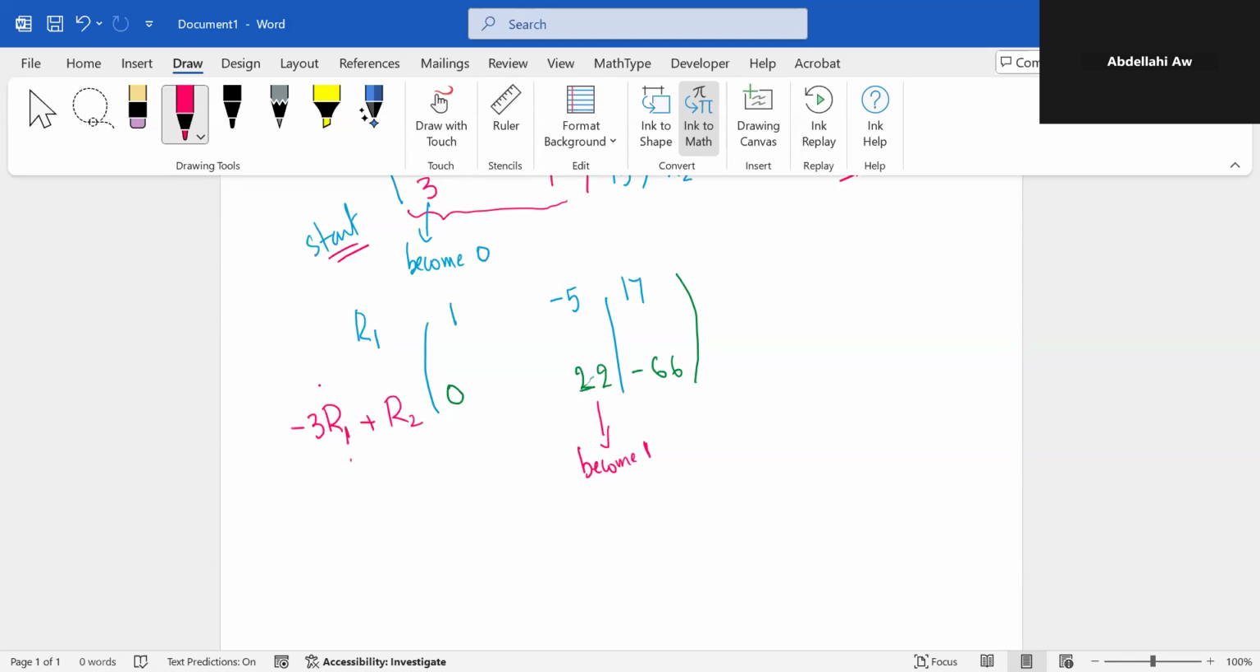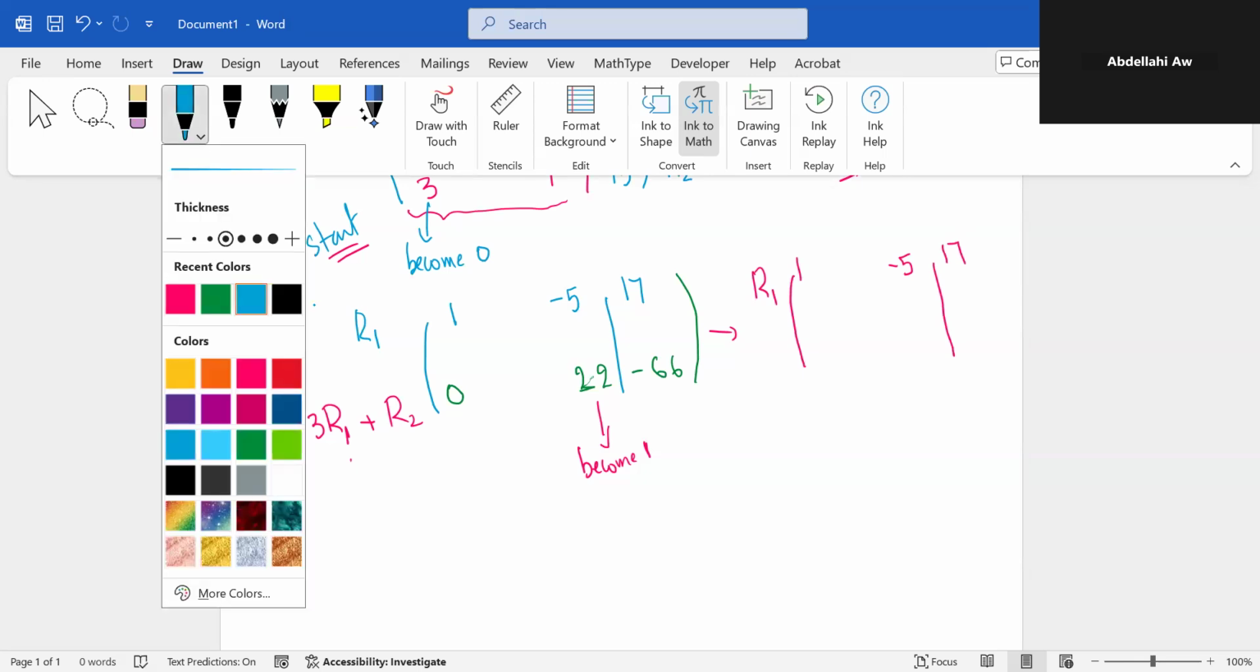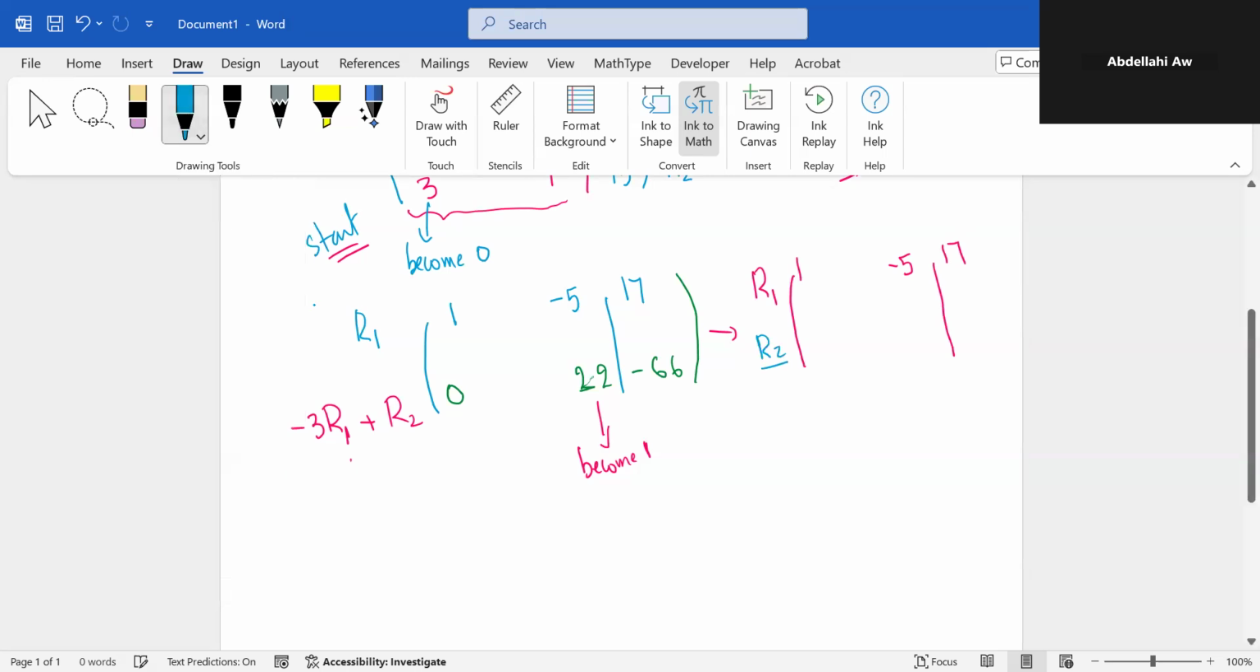And this is what you're going to do next. So basically, row number 1 does not change. It's still 1, negative 5, 17. Now for row number 2, I make it row number 2 divided by 22. Again, my motivation is to make the 22 become 1, so I divide everybody by 22.